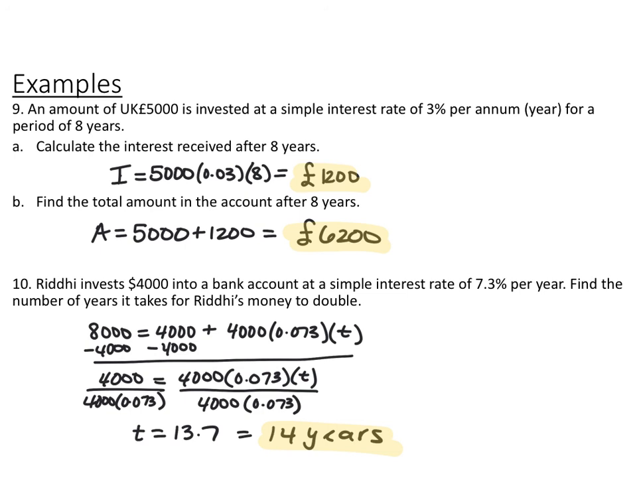Last one, if you're investing $4,000 into a bank and you want it to double, that means you're going to end up with $8,000. So I set that equal to the initial amount plus what you would earn in interest, with t being time because that's what you're trying to solve for. So I subtracted the 4,000 from both sides. Basically, you want the interest to be equal to 4,000, and then I divided by 4,000 times 0.073, and you end up with 13.7. But since we're earning interest per year, that would mean after 14 years, your money would double.